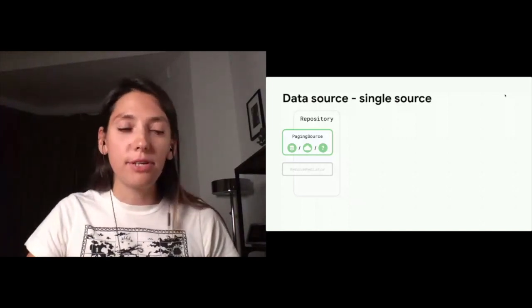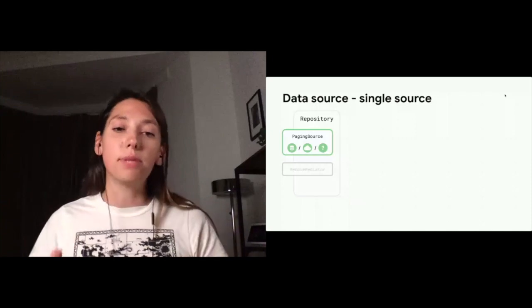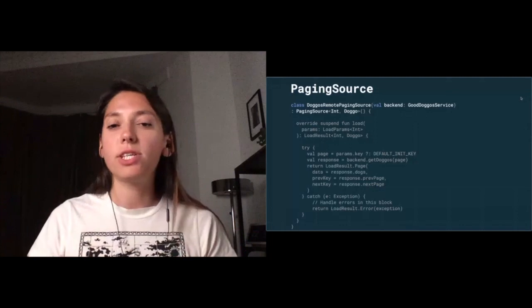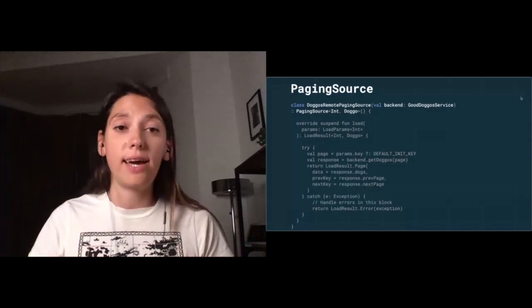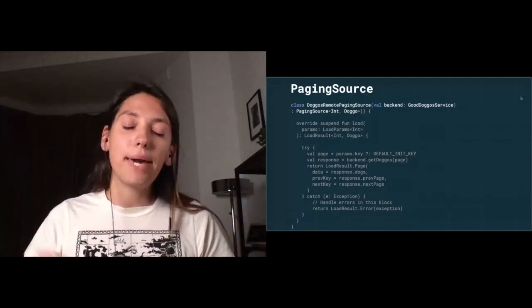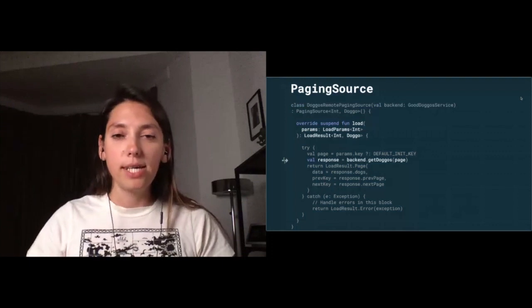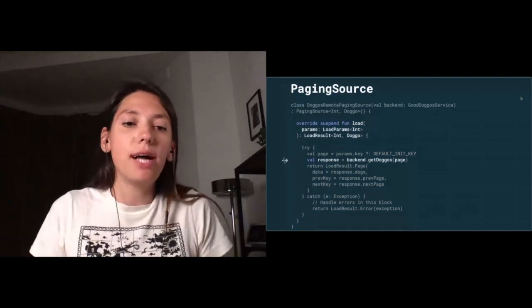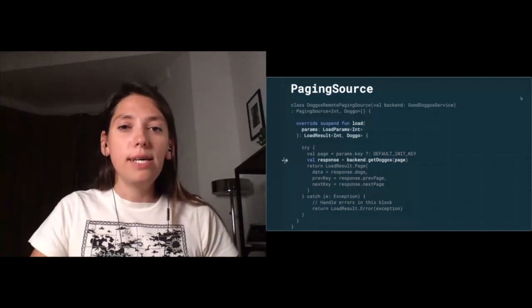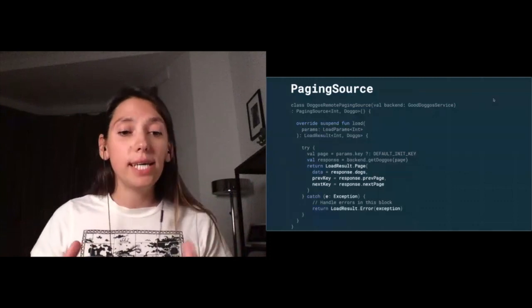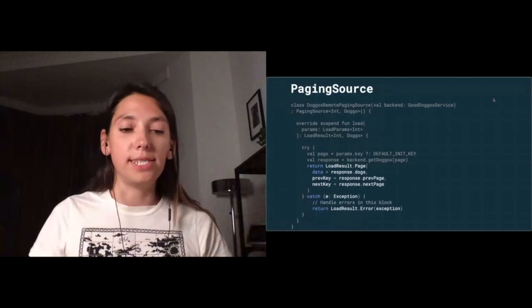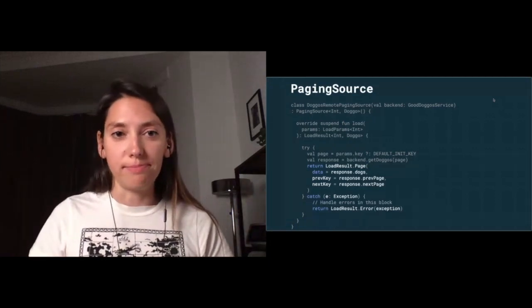Okay, let's look further at the paging source and see what the implementation will look like. Paging source is the class that defines the source of paging data and how to retrieve that data from a single source. You will implement the load method to retrieve the page data from your data source. Since load is a suspend function, you can call other suspend functions here, such as a network or a database call. What you need to return from load is the loaded data together with information about next and previous keys, or error if the load failed.